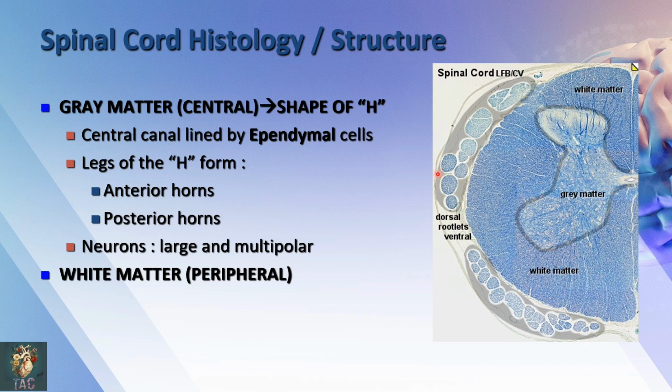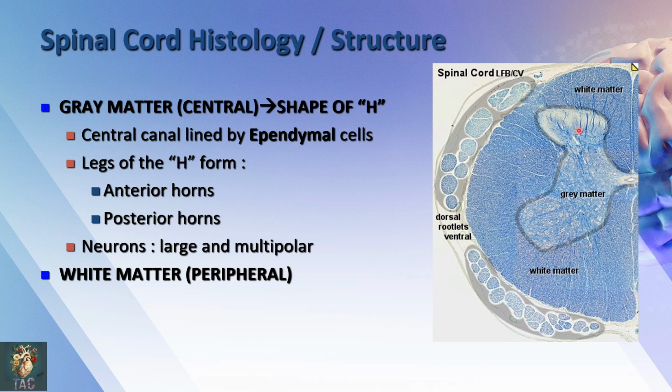Spinal cord, again you can see the gray matter, it is in the shape of an H or a butterfly. Central canal lined by the ependymal cells. These are simple cuboidal cells. These are the anterior horn. These are motor horn containing larger cells. These are called anterior motor neurons.